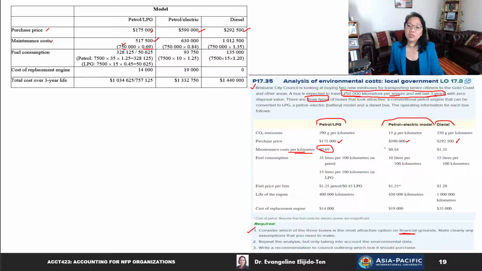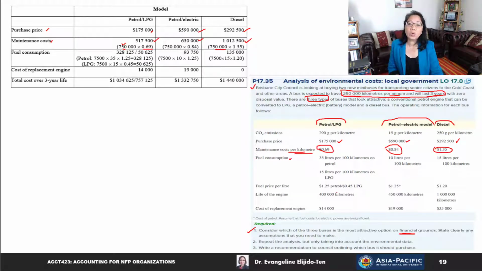For petrol electric it is 84 cents multiplied by 750,000, so that's 630,000. And for diesel it is $1.35, multiplied by 750,000 kilometers, so that's 1,012,500. Let's move on to the fuel consumption.